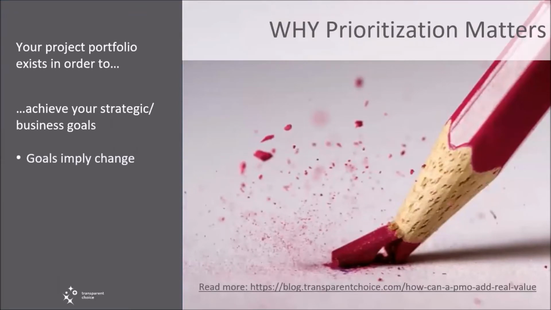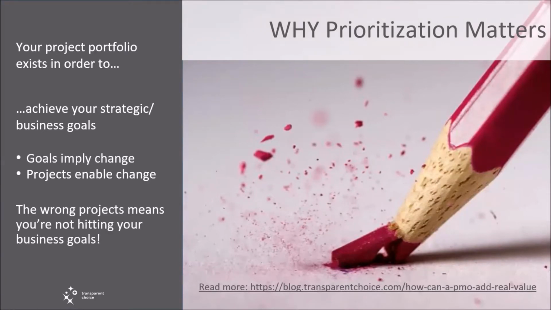But the thing about goals is that the word goal implies you're not there yet. So something has to change, and the way that we achieve that change is through projects. Projects enable the change that allows you to achieve your business goals. So if you follow that through, what that means is that if you're doing the wrong projects, it means you're hitting the wrong goals. You're going in the wrong direction. You're not going towards your business goals. You're going in some other direction. And fundamentally, that's why project prioritization matters.